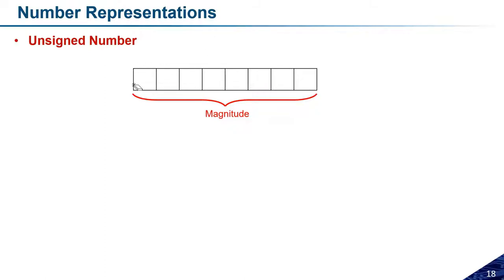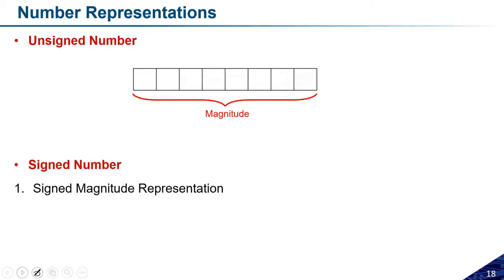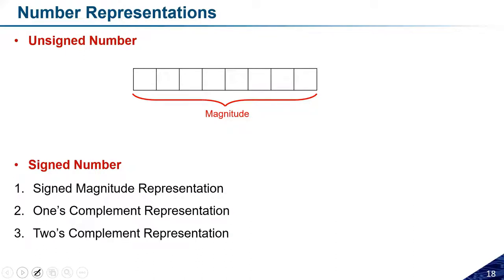But in case we want a signed representation, where I have to represent some negative or positive number in the digital system, then we need to consider signed number representations. There are three ways to represent signed numbers. The first is the simple sign magnitude, without any complement. The second is the one's complement representation of the signed number. And the third is the two's complement representation of the signed number.